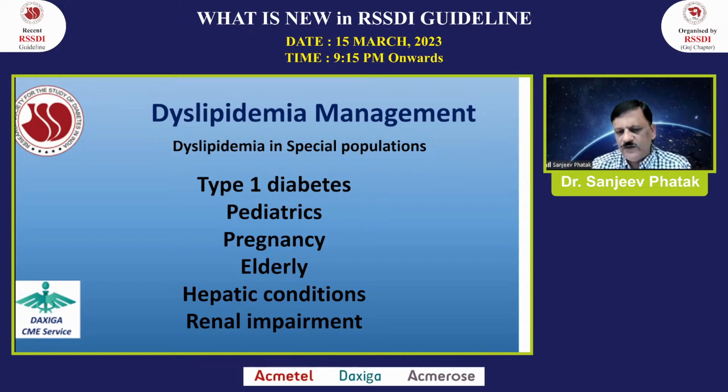Even in hepatic conditions, of course, with end-stage liver failure, statins may not be used, but otherwise they are very safe as far as the hepatic conditions are concerned. And in the renal impairment also, even in the end-stage renal disease, statins can be given. Some prefer atorvastatin compared to rosuvastatin, but at present, the evidence is similar for both the statins.